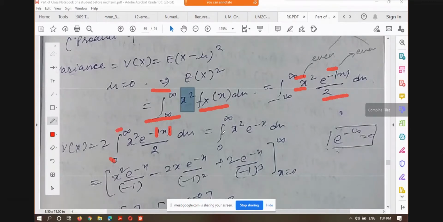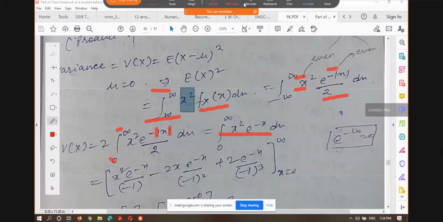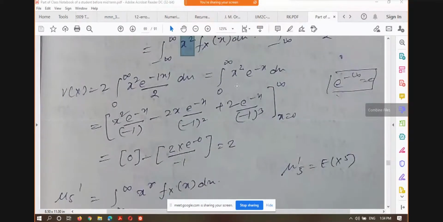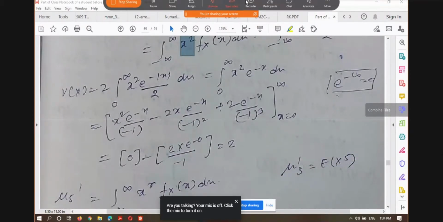As in, when x is greater than 0, and in this domain 0 to infinity x is greater than 0, so mod x is simply replaced by x. Now you have this one. To calculate this one, you use integration by parts, or either you can use the gamma function also. So here we use integration by parts.